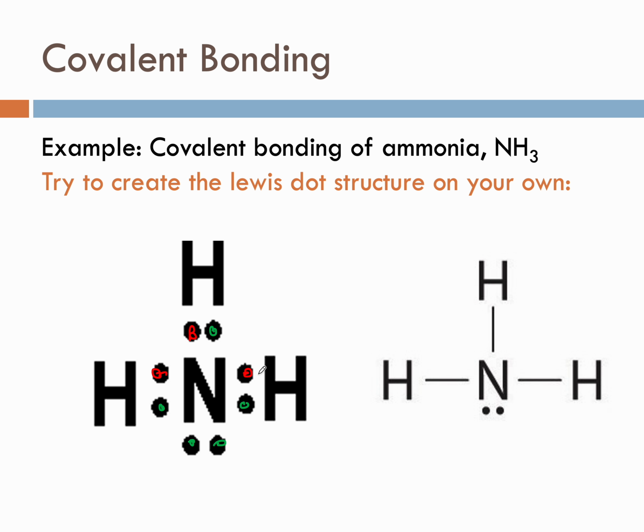If you turn that into a line diagram, what you'll see is you have a lone pair of electrons and then covalent bonds, single covalent bonds from the nitrogen to each of the 3 hydrogens. And that's how you make ammonia, which is NH3.